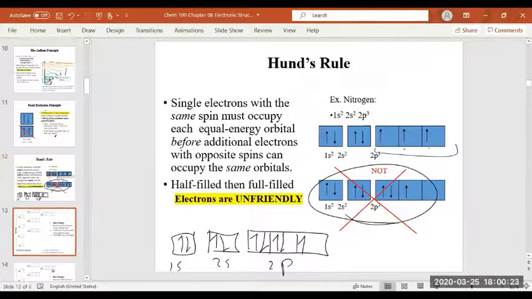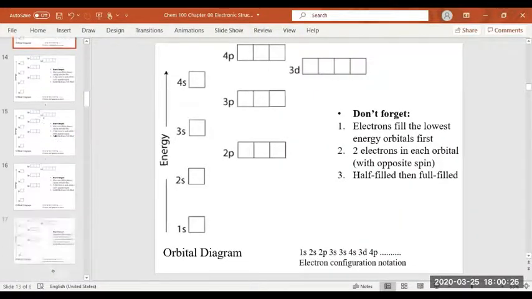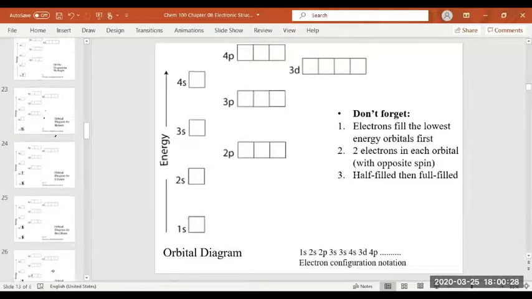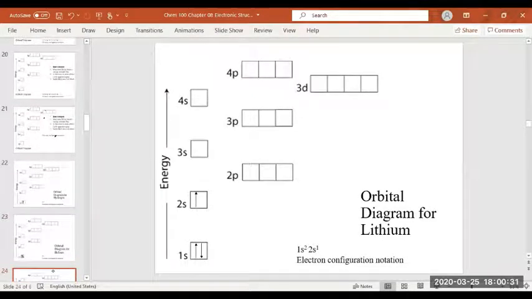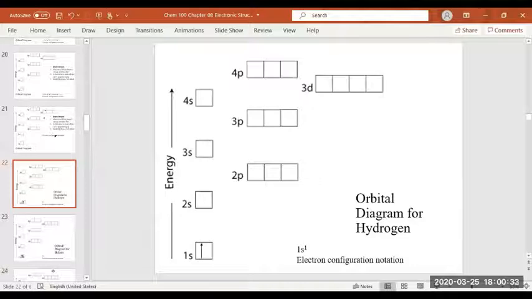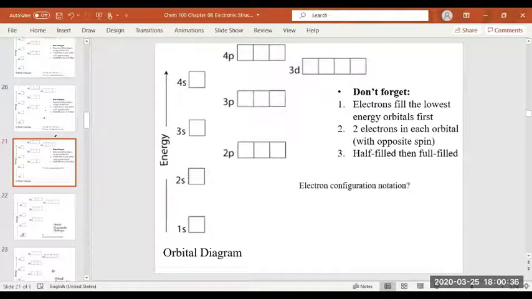Now let's start practicing with some atoms. Let's start with the electron configuration for hydrogen. How many electrons does hydrogen have? Look at the atomic number of hydrogen: it has 1. So the number of electrons is just 1. We start with 1s. We have 1 box, so you put just 1 electron.